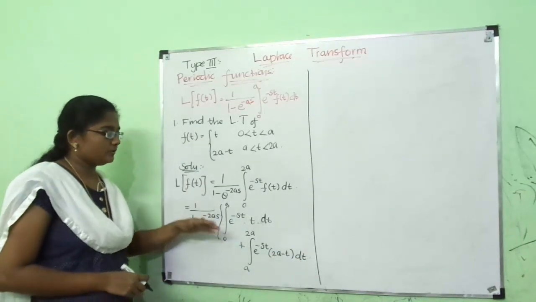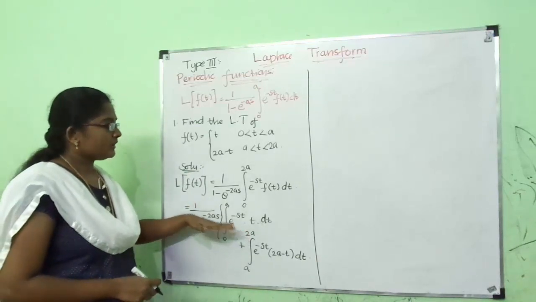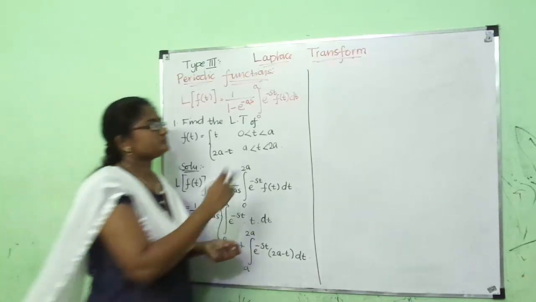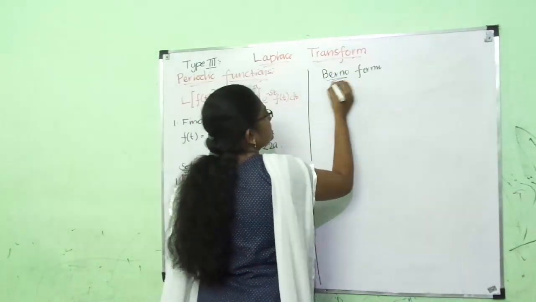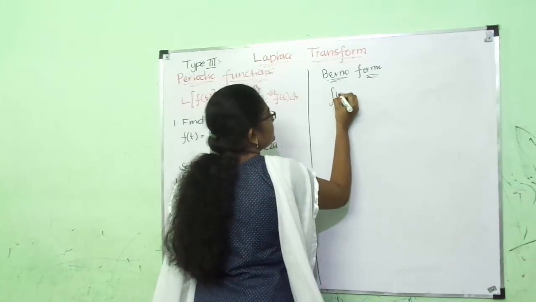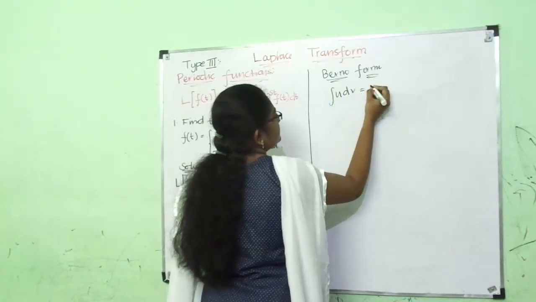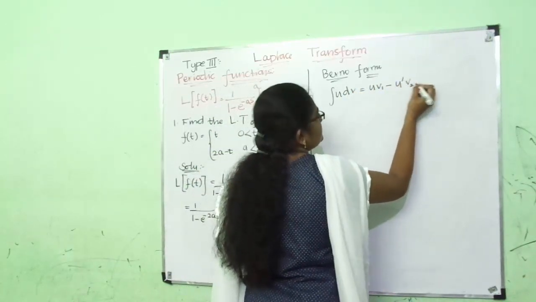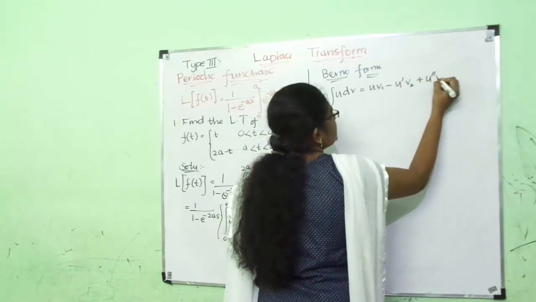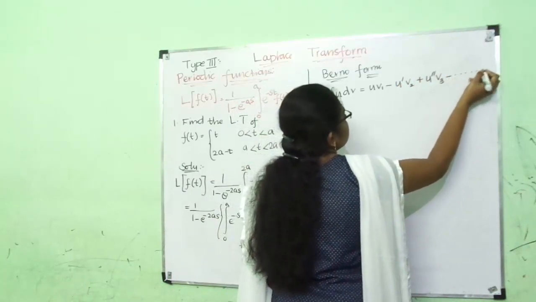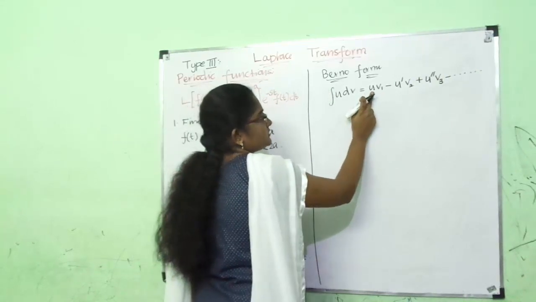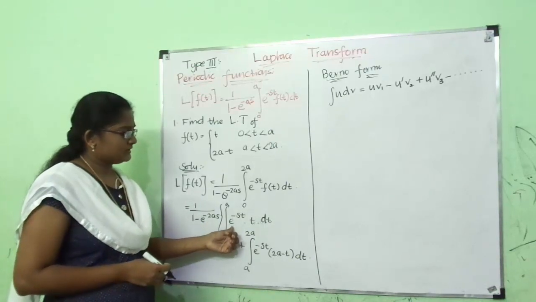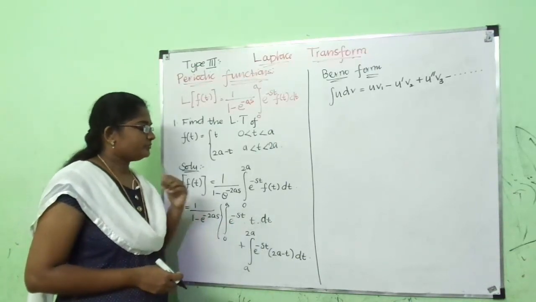In the next step we are going to use Bernoulli's formula to simplify this step. The Bernoulli's formula is integral u dv is equal to u v1 minus u dash v2 plus u double dash v3 minus, etc. Here u is the differentiating value and v is the integrating value. Either you can take e power minus st as u or t as u.